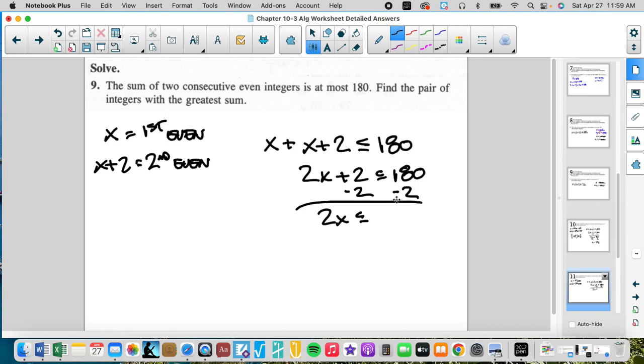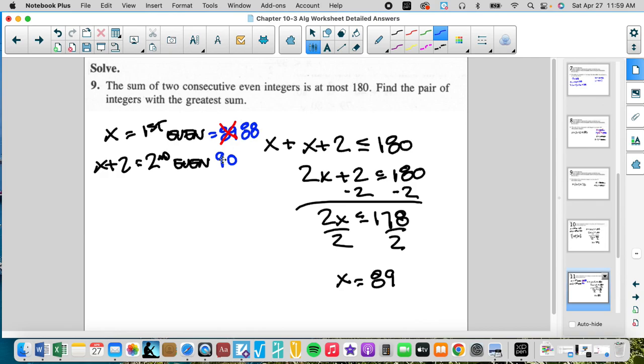So we're going to simplify: 2x plus 2 is less than or equal to 180, minus 2, minus 2. 2x is less than or equal to 178. Divide by 2. x is less than or equal to 89. So the first even would be 89, but 89 isn't even. So we would have to do 88. That would be the first, 88, and then the next one would be 88 plus 2, or 90.